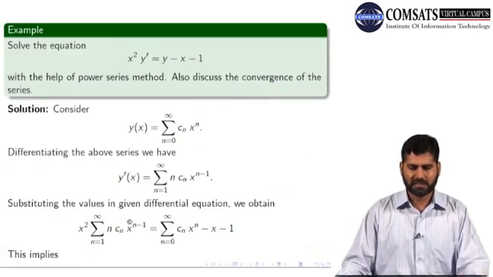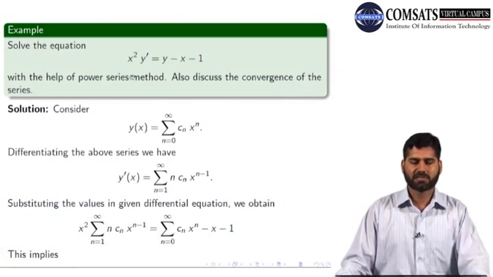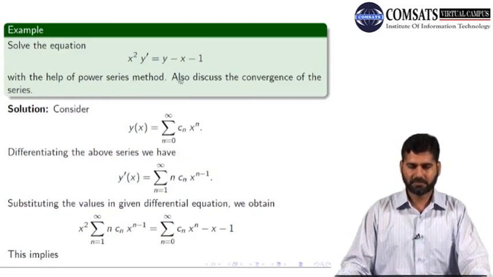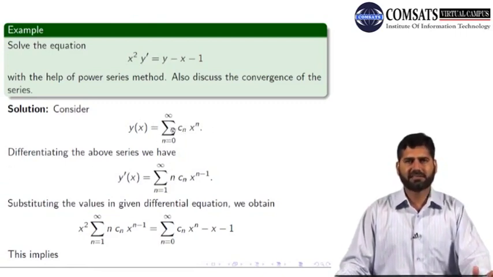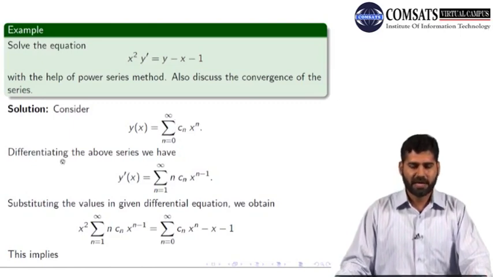I'm moving on to a more complicated example, which is: solve the equation x square y prime equal to y minus x minus 1. Here x square is being multiplied by y prime. Solve this equation with the help of the power series method, and also discuss the convergence of the series. So if we write the power series in x, the sum from n equal to 0 to infinity of Cn x to the power n, we are again assuming that this is convergent in some interval. Differentiating the above series, we get this one and replace it in your equation. y prime is replaced by this expression, and y is replaced by this expression.